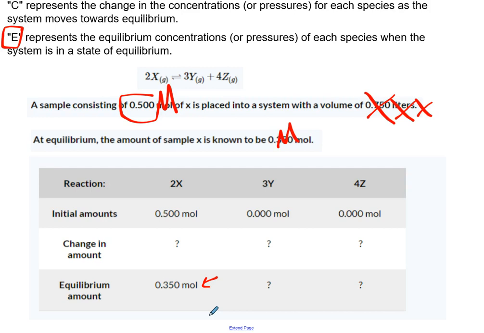We'll do a few of these, and each one of you will pick it up at a little different rate, so just be patient. The change is simply the difference. The difference is negative 0.150. This decreased 0.15. Are we okay with that part?